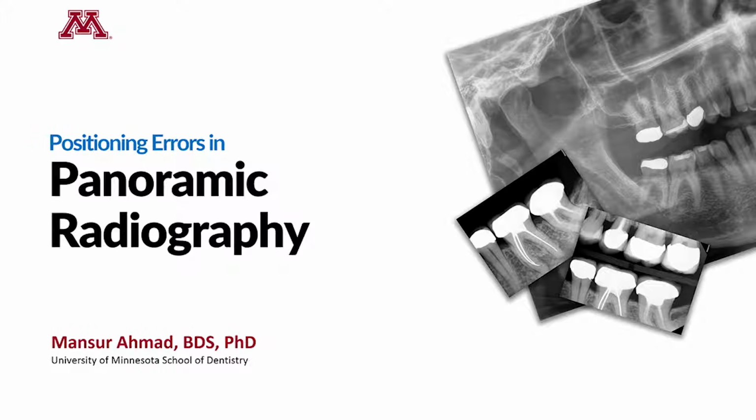Today we are going to review some of the common positioning errors in obtaining panoramic radiographs. Panoramic radiographs are one of the most difficult images to make. Also, panoramic radiographs are quite difficult to read because of the anatomy and also because of many errors. If we can eliminate these common errors, reading panoramic radiographs will be easier.